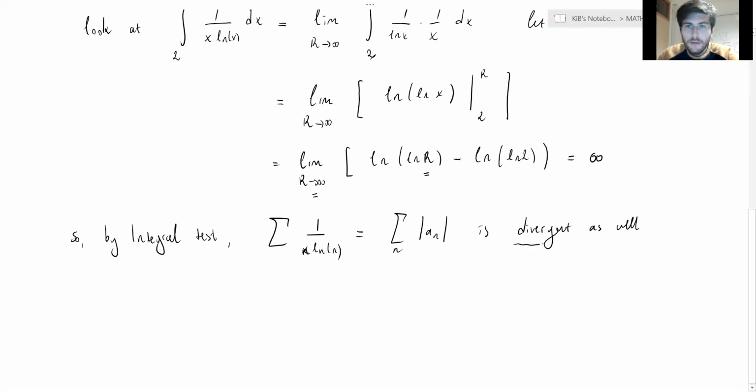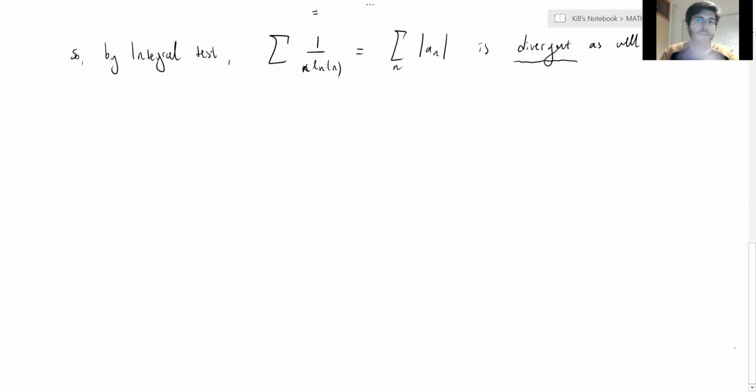Okay, so this is basically what the integral test tells us. So what does it tell us? Actually, we conclude nothing. When you look at the absolute value, and you look at the series with this absolute valued sequence here, it diverges, right? It diverges. So what does it tell us? Nothing.